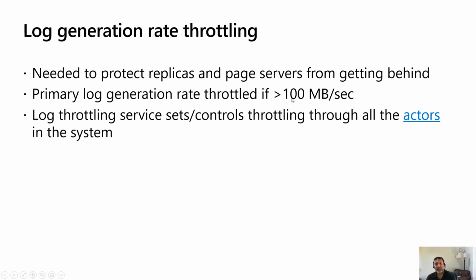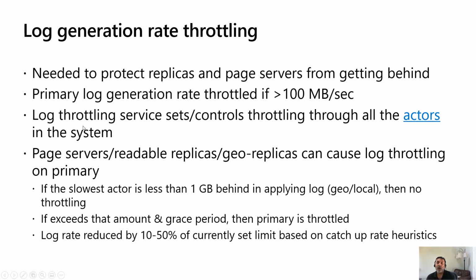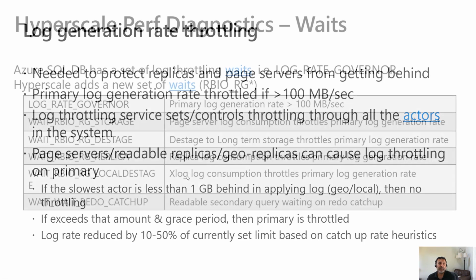Primary log generation is throttled if it's greater than 100 Mbps. That's just at the primary. But there's also a concept of a log throttling service, which also throttles the log generation rate of the primary if these page servers or replicas are behind. If the slowest component is less than 1 gig behind, then no throttling is applied at all. If it exceeds that 1 gig limit, then the primary could be throttled, and the log generation rate of the primary can be reduced by 10 to 50%.